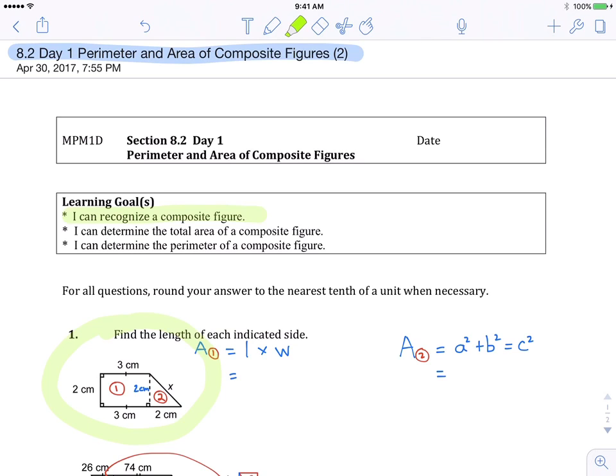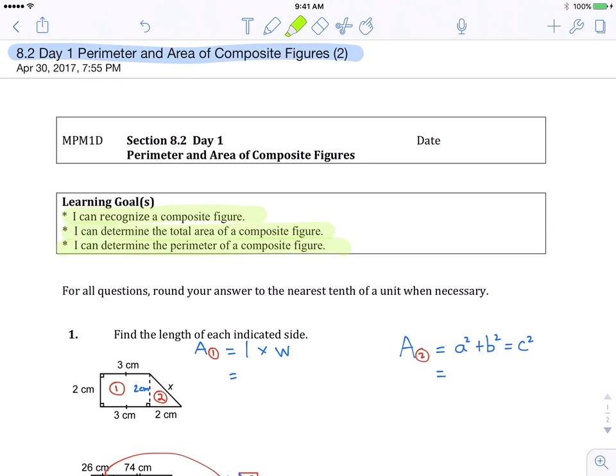Kind of like in elementary school where you learned about compound words, right? Two or more words together, somewhat, like the combination of some and what. So compound is just two or more figures in this case. I can determine the total area of a composite figure, and I can determine the perimeter of a composite figure. So we're going to look at that now.